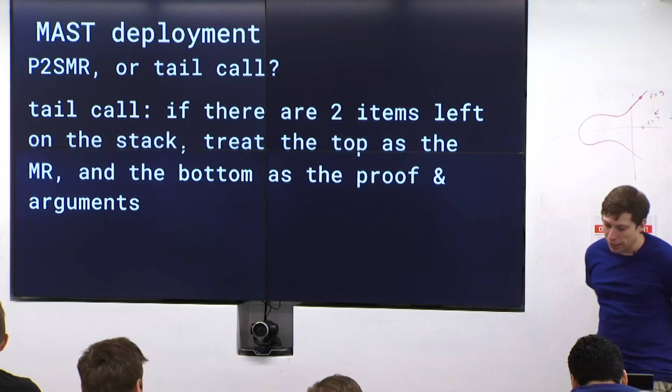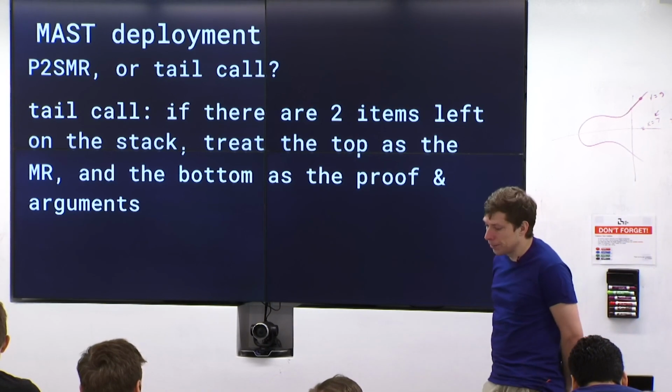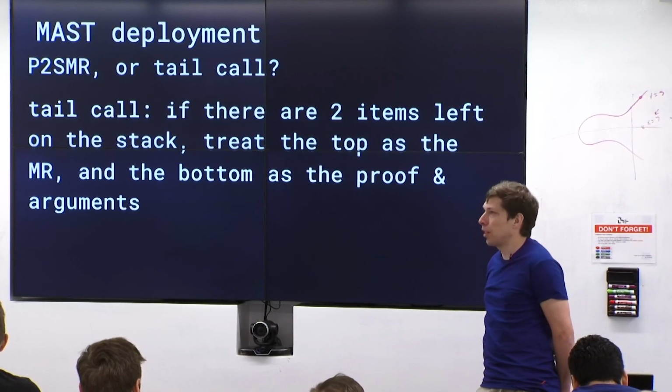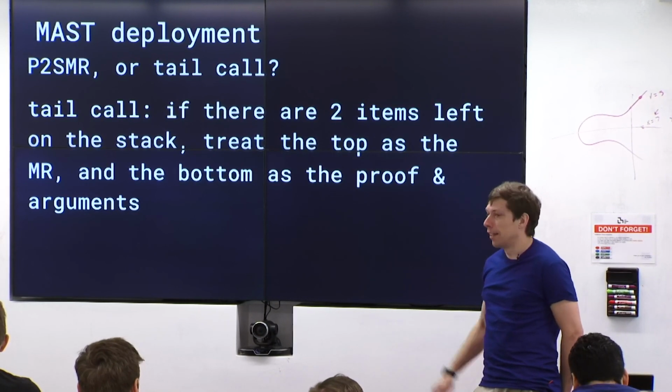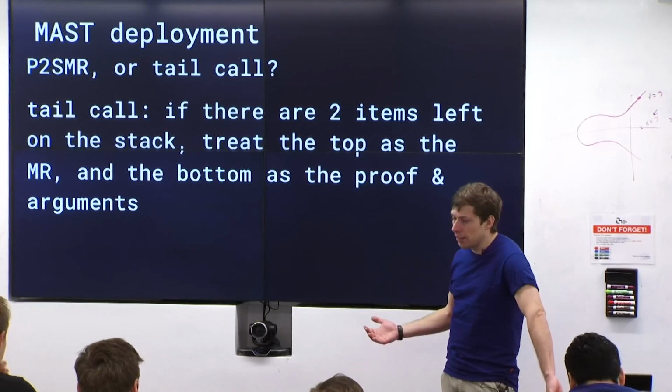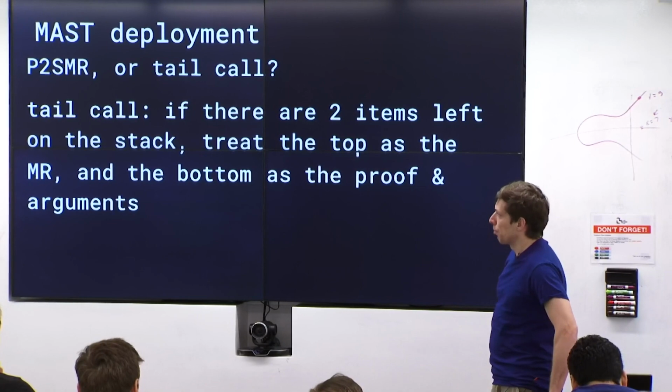You could just say, okay, we're going to have pay to script Merkle root, where you have a template where it's like op2 or op3 or something, and then some data. And the idea is when you spend it, you have to provide a proof, and then the script itself, and then you execute the script.